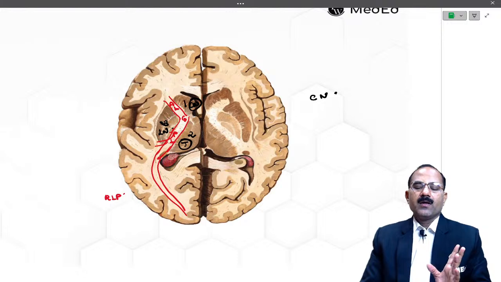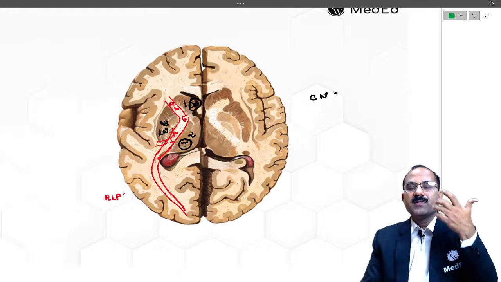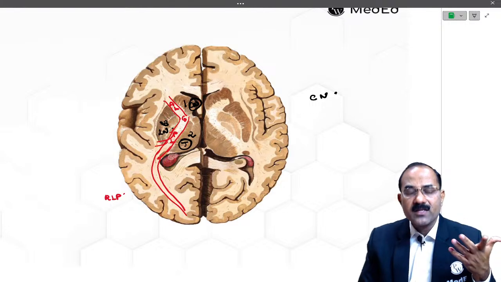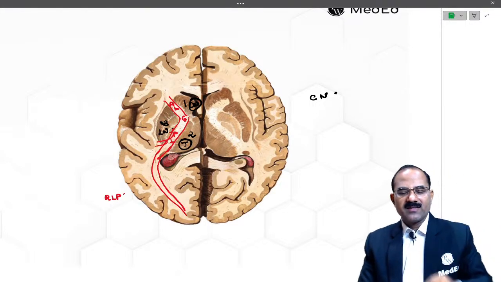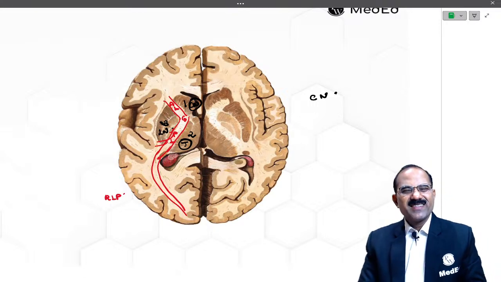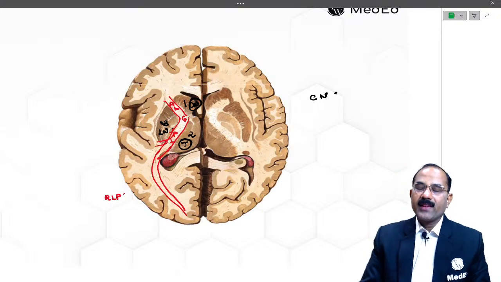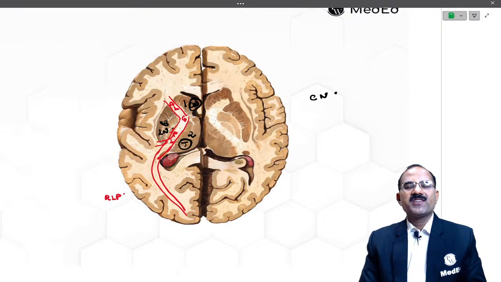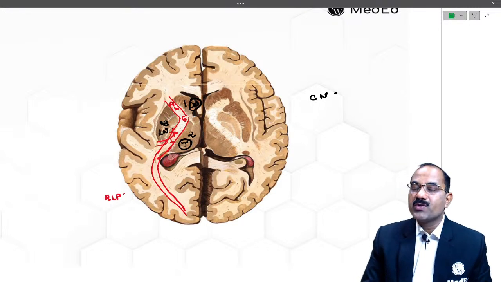Very good, very good. There's an MCQ which is always asked. The corticonuclear fibers pass through which limb? Can anyone answer this? The corticonuclear fibers pass through which limb of the internal capsule? And the corticospinal fibers pass through which limb? Yes, bachcho. Corticonuclear, corticospinal, this you should know.